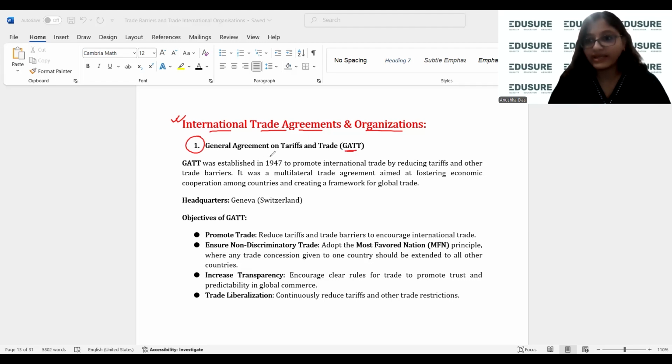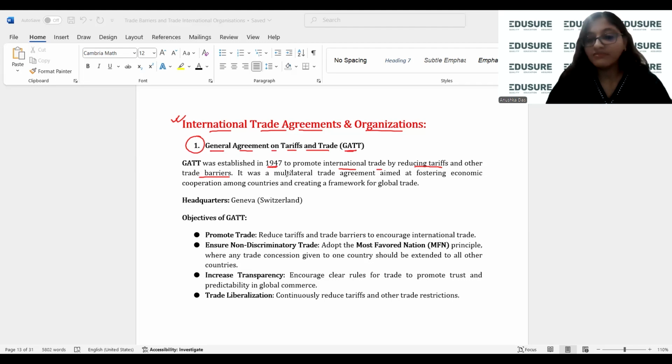You will see what kind of questions you can expect. So see, General Agreement on Tariffs and Trade. This is the GATT agreement. GATT was established in the year 1947. First information: why was this established? To promote international trade by reducing tariffs and other trade barriers. The main purpose was to promote free trade. It was intended to reduce the impact of tariffs and all the other trade barriers that we have already covered. We have seen tariff barriers and non-tariff barriers in the previous class. So GATT was established to promote free trade and to reduce the impact of all kinds of trade barriers.